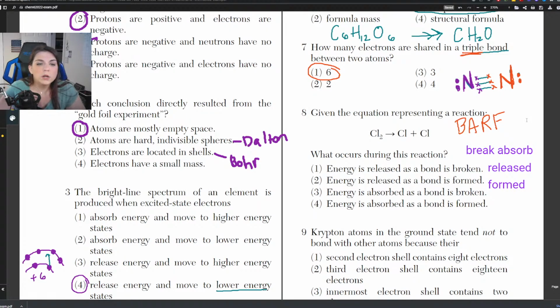We are looking at diatomic chlorine breaking apart into 2 chlorine atoms. And because we are breaking right here, it's the BA in BARF, we are absorbing energy. So energy is absorbed and a bond is broken.